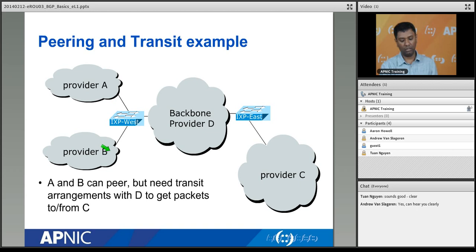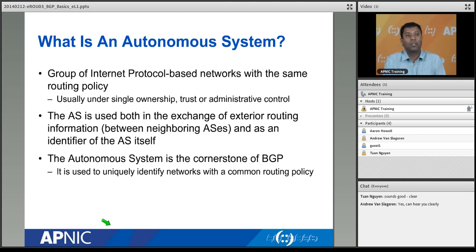I have already defined what an autonomous system is, but I'll do it again on the slide. As I said, an autonomous system is a collection of routers under a single routing policy and the same administrative control.